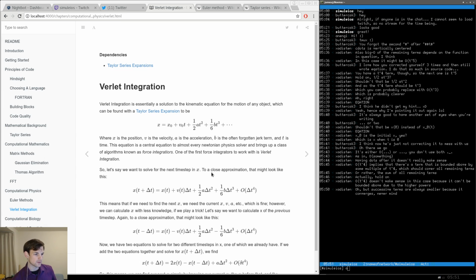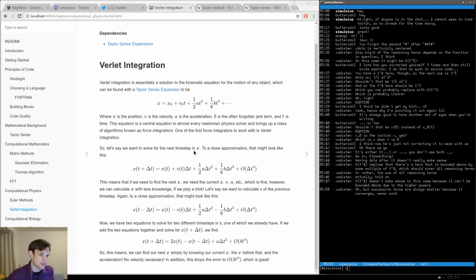Okay. So we say Verlet integration is essentially a solution of the kinematics equation for the motion of any object, which can be found with the Taylor series expansion to be x equals x naught plus v naught t plus 1/2 at squared plus 1/6 bt cubed, etc. Where x is position, v is velocity, a is the acceleration, and b is the often forgotten jerk term.